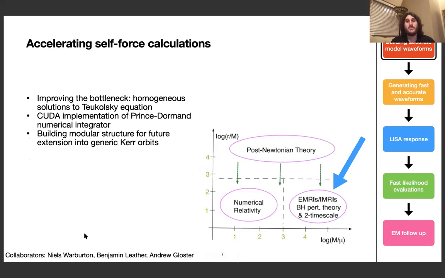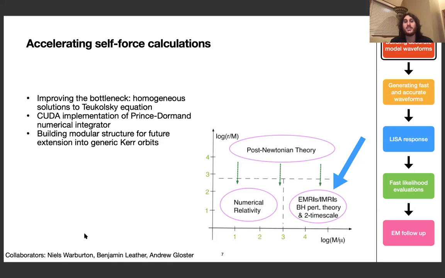Now, the last two projects, I'm just going to brush over them as they are in their very early stages of development. But they do involve other areas of the LISA analysis. So the red box is actually highlighted under the zoom window, but I didn't want to remove the zoom window. This part involves generating very accurate waveform models, the first pre-processing step of the LISA analysis. And what we're working on in this realm is accelerating self-force calculations. Specifically right now, we're focusing on accelerating the bottleneck, which is homogeneous solutions to the Teukolsky radial equation.